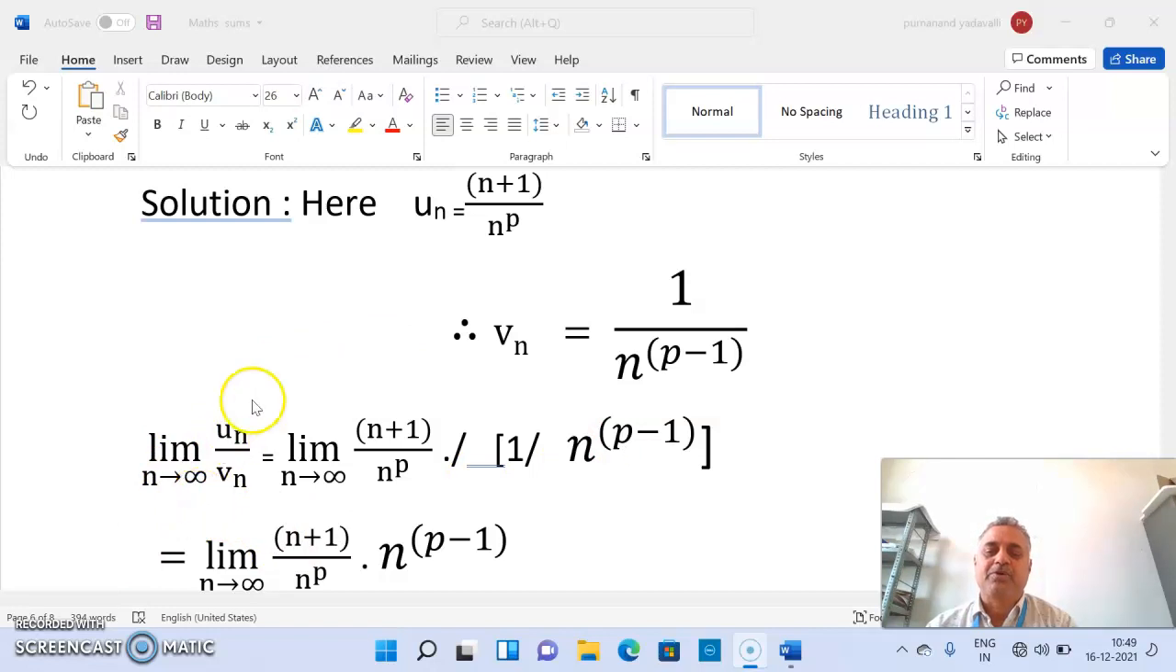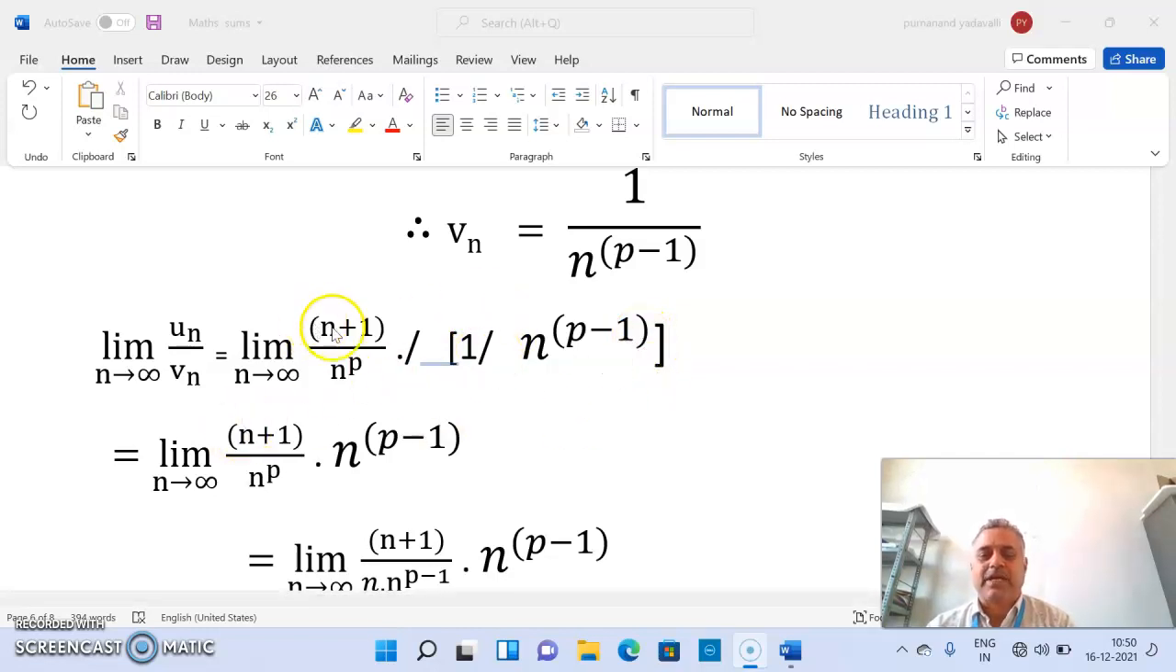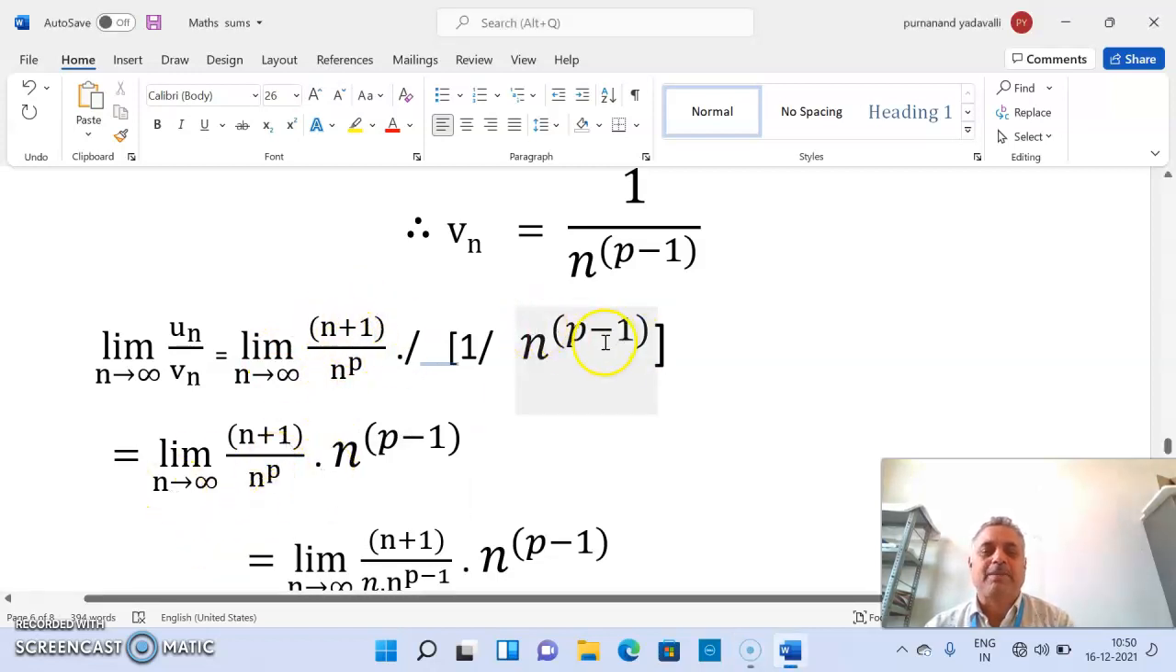Limit n tends to infinity un by Vn is equal to limit n tends to infinity of un, which is n plus 1 by n power p, by Vn, which is 1 by n power p minus 1. So now a by b by c by d becomes a by b into d by c. So the numerator will be as is, n plus 1 by n power p, into the denominator 1 by n power p minus 1 becomes n power p minus 1 by 1. So un by Vn comes as n plus 1 by n power p into n power p minus 1.